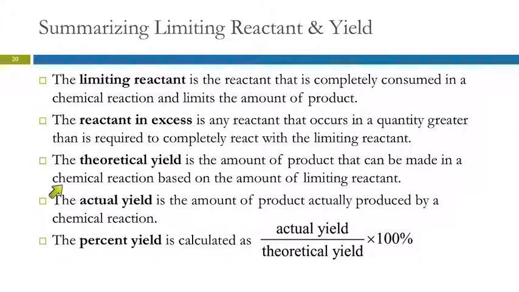So this is a summary slide. The limiting reactant is the one that gets used up. It's the one that gives us the smallest amount of product. Excess reactant is everything but the limiting reactant. Theoretical yield is the amount calculated based on the amount of limiting reactant. Actual yield is how much you actually make. Now this number in a word problem on an exam would have to be given to you. In an experiment, that's the mass that you actually end up with, and you would calculate the theoretical yield. And then there's the equation again for percent yield.